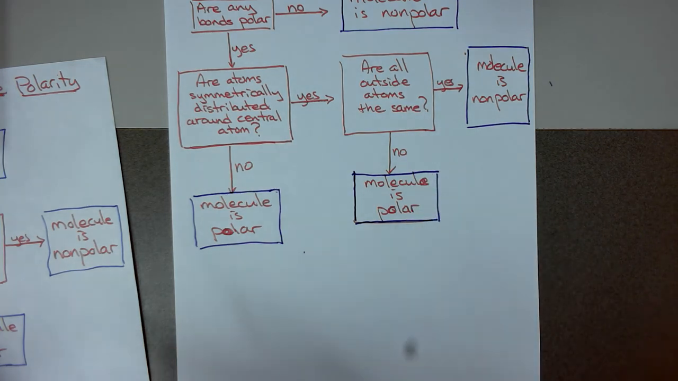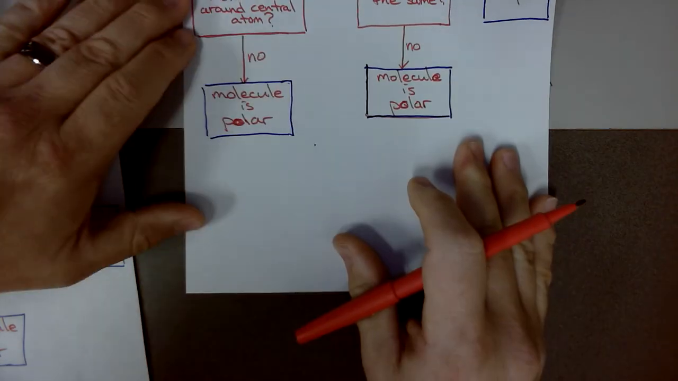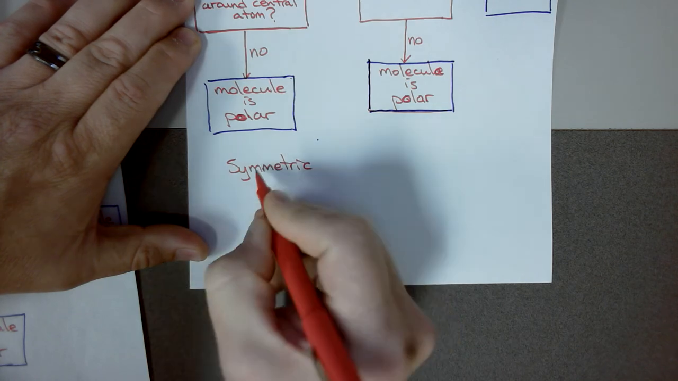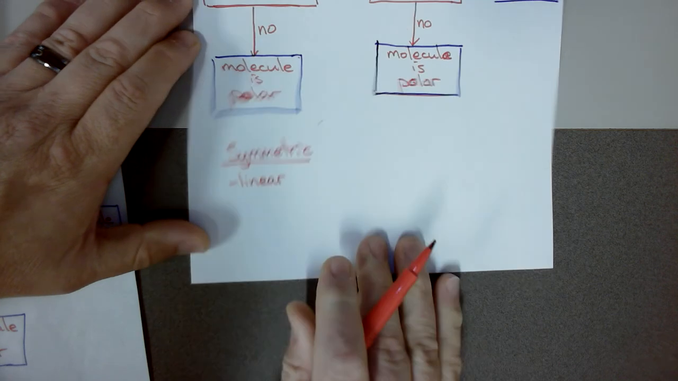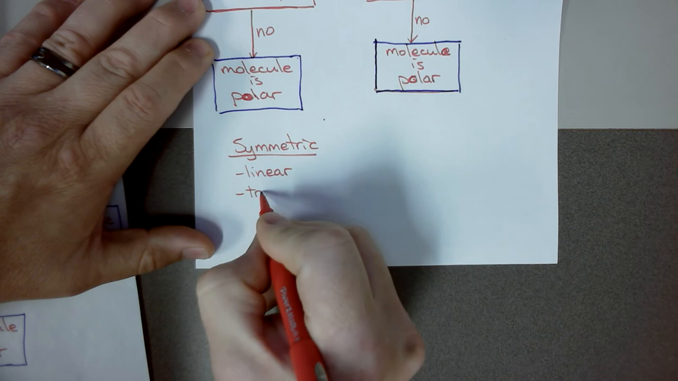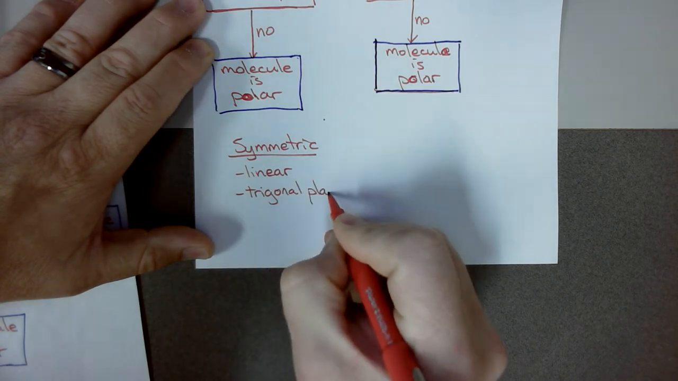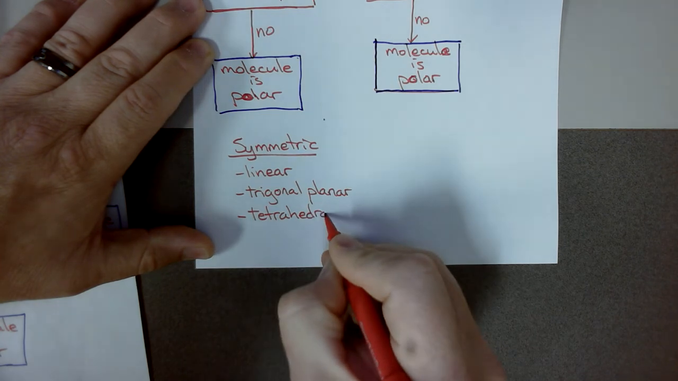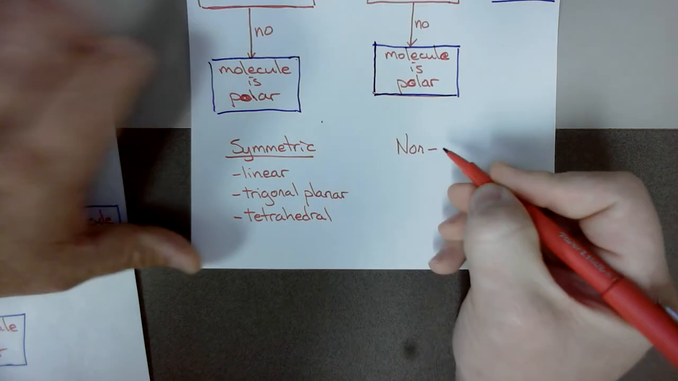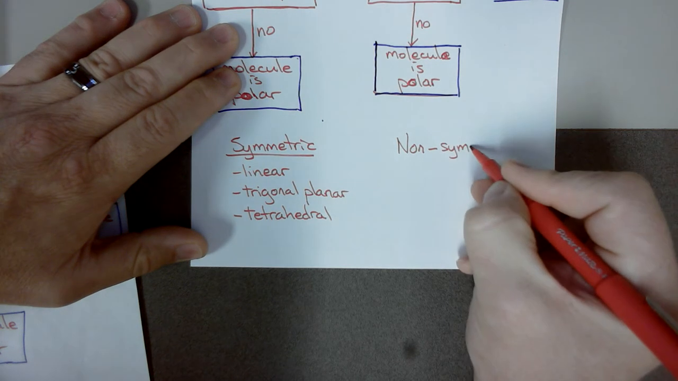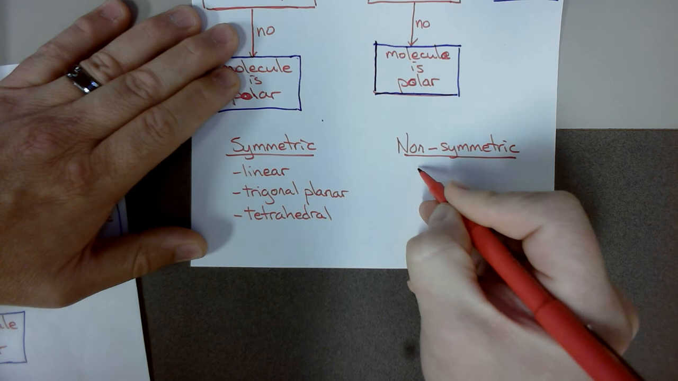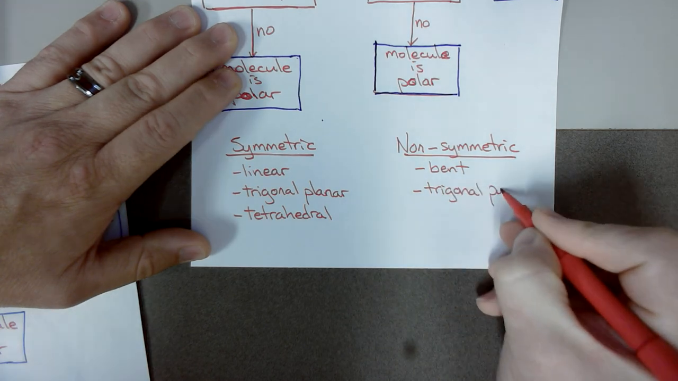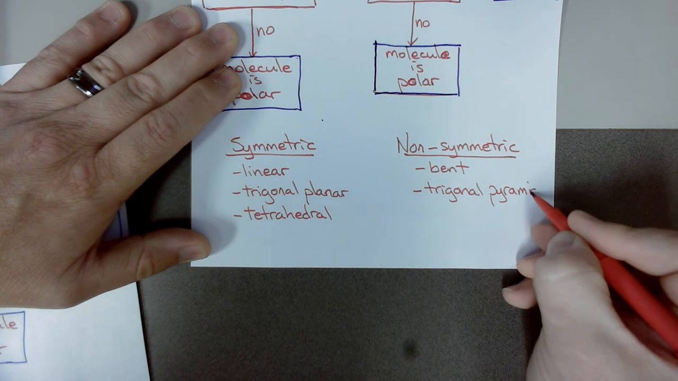So let's just make a quick list of what the shapes for symmetric and non-symmetric molecules are. So usually a symmetric molecule is going to be linear, and you'll learn about this in our molecular geometry, which is the next lesson. They'll be trigonal planar, or tetrahedral in shape. And we'll learn about that next. Non-symmetric molecules will have shapes such as bent or trigonal pyramidal. And again, we will learn about that in our next lesson.